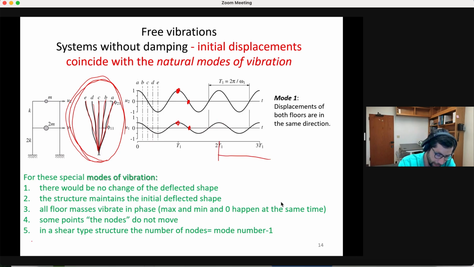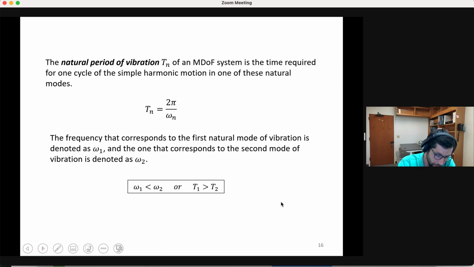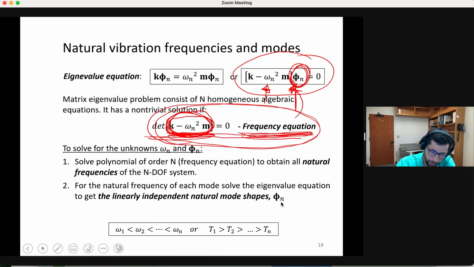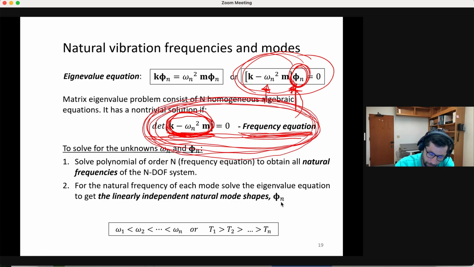But how do I obtain the mode shape and the period of vibration? Well, the problem that I need to solve is written here, okay? To obtain the frequencies of vibration, I need to write that the determinant of this matrix is equal to 0. If I write this problem, I will have a polynomial equation. The roots of these polynomial equations will be the frequencies of vibration. These are also the eigenvalues of this problem.